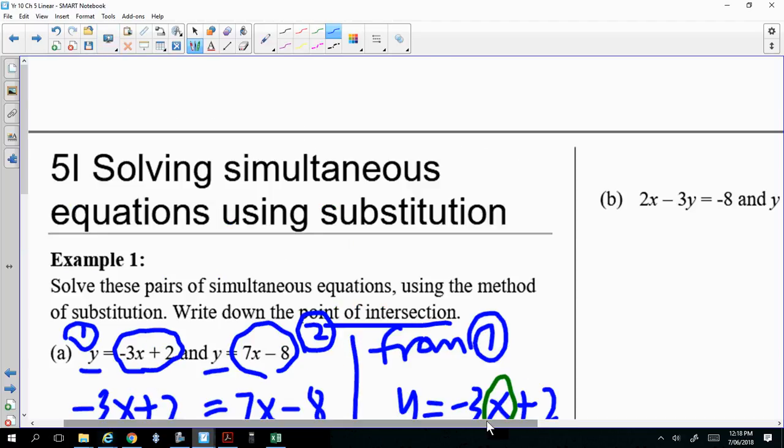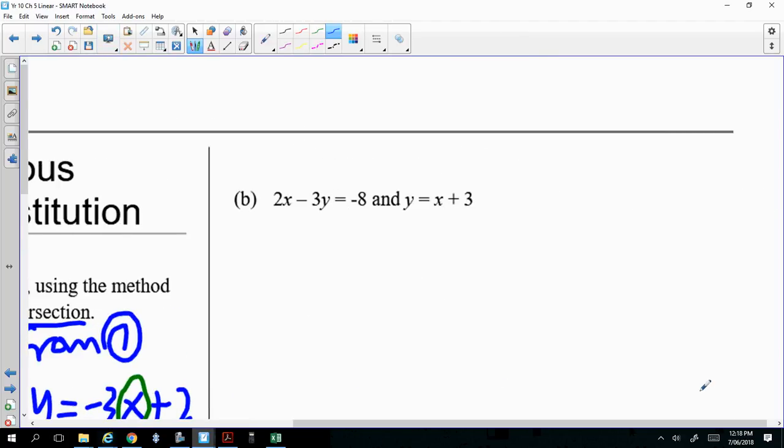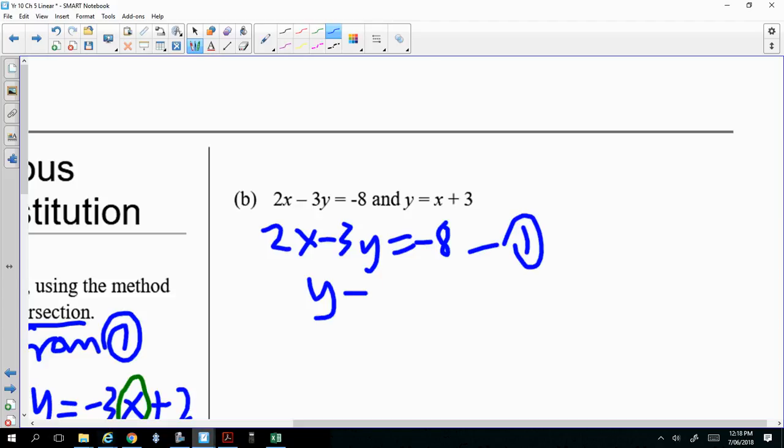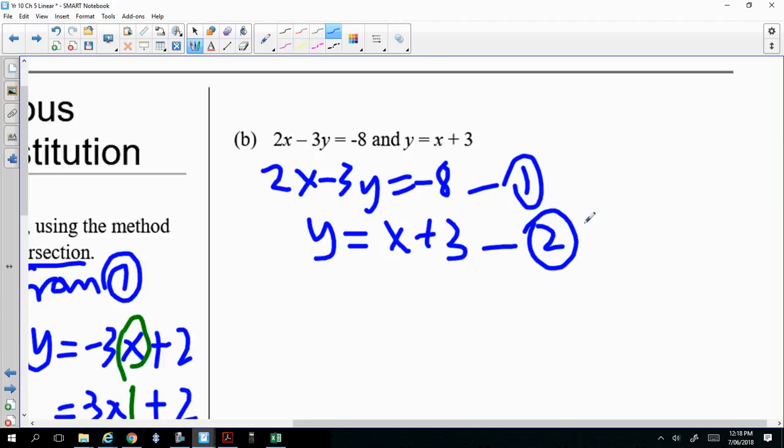Now, there are two equations. Let's write them down. The first one is this. This is the first equation. This is the second one. Now, the second one is where y is the subject. The other one doesn't have a polynomial as the subject. So in that case, it will be appropriate to substitute equation 2 into this y. This y will be replaced by x plus 3.